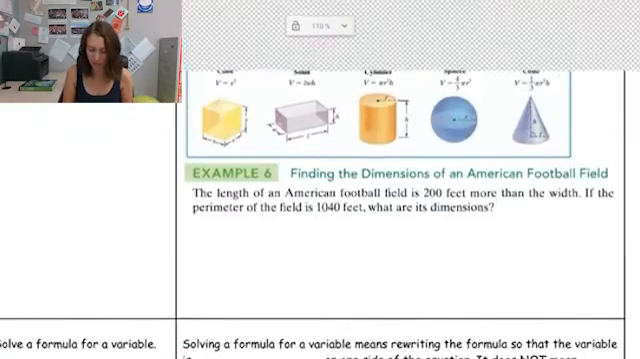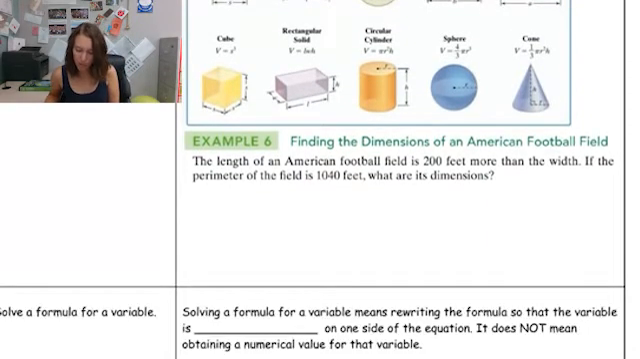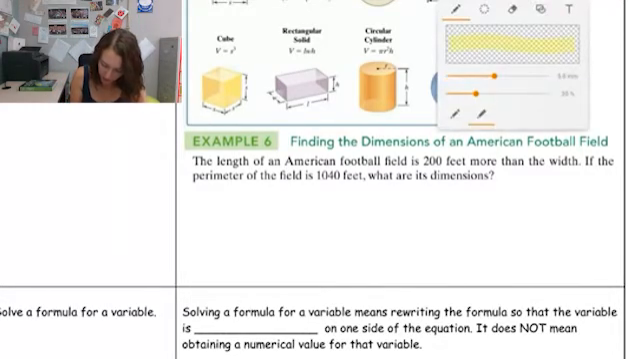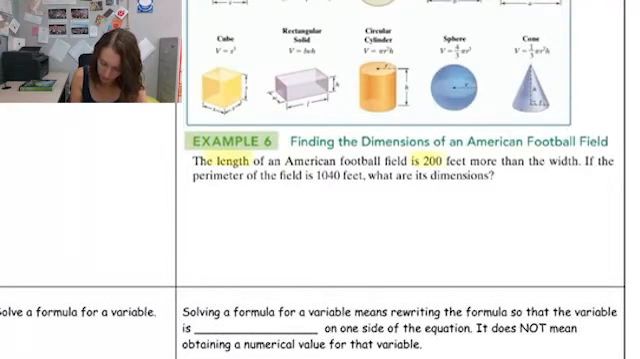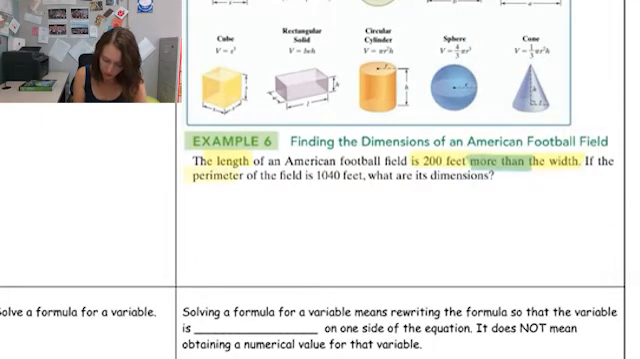Switching gears into more of a geometry problem. The length of an American football field is 200 feet more than the width. If the perimeter of the field is 1,040 feet, what are the dimensions? So a couple important things here. I know that the length is 200 feet more than the width. So we have to be careful about exactly what that's saying. And then the perimeter is 1,040 feet.